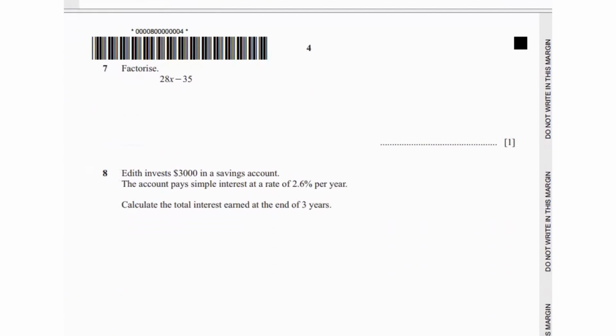Question 7 says factorize 28x minus 35. So we're going to see what is common between 28x and 35. Both 28 and 35 come in the 7 times table. So if we take 7 common, 28 divided by 7 is 4. X comes as it is. And 35 divided by 7 is 5. So 7 brackets 4x minus 5 is our fully factorized answer.